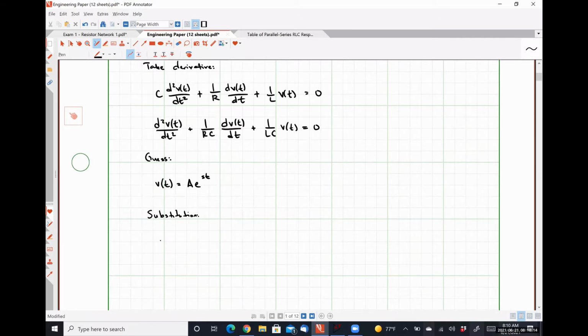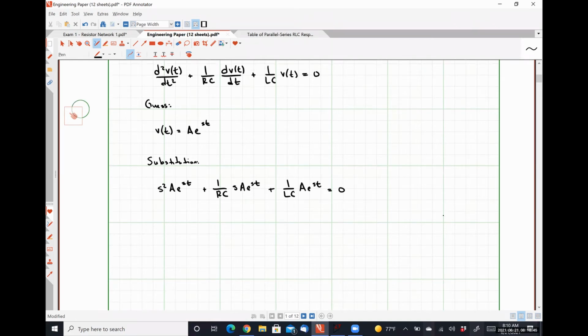Yep, s squared Ae^(st) plus 1 over RC times the first derivative, which is just s Ae^(st), plus 1 over LC times the voltage expression itself, Ae^(st), is equal to 0.